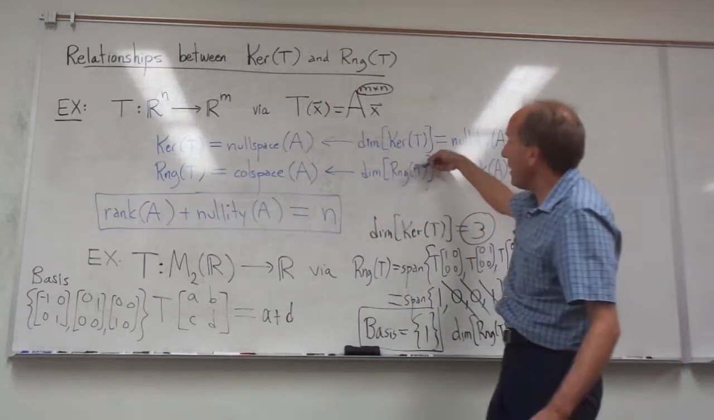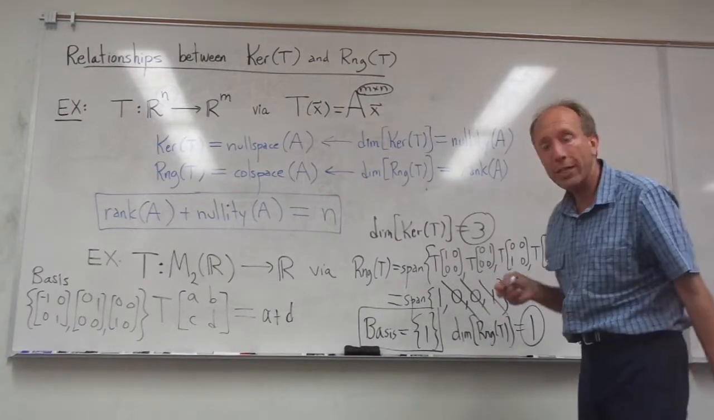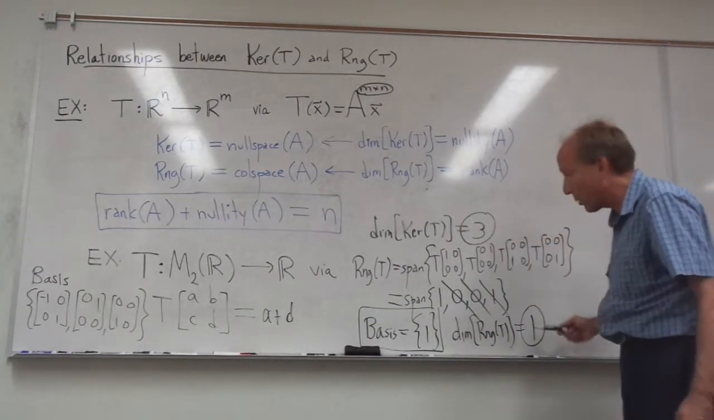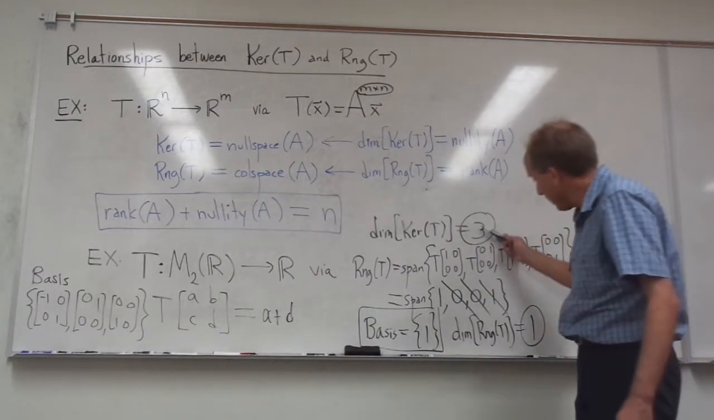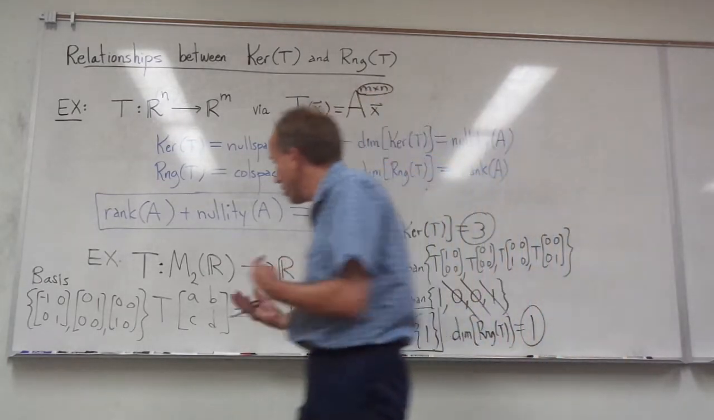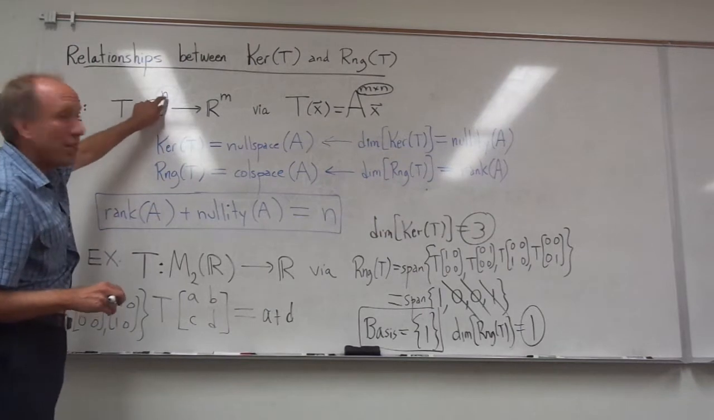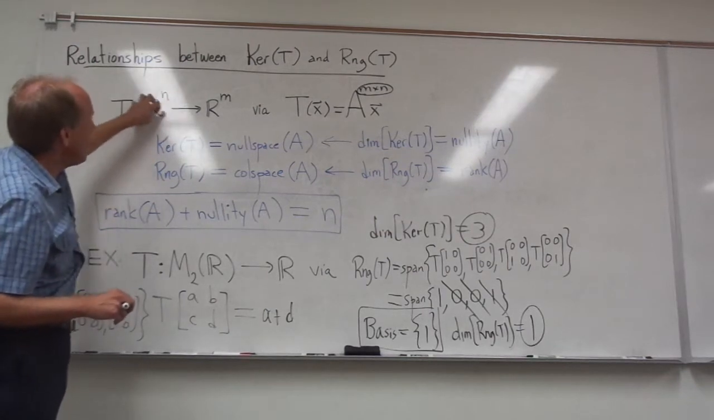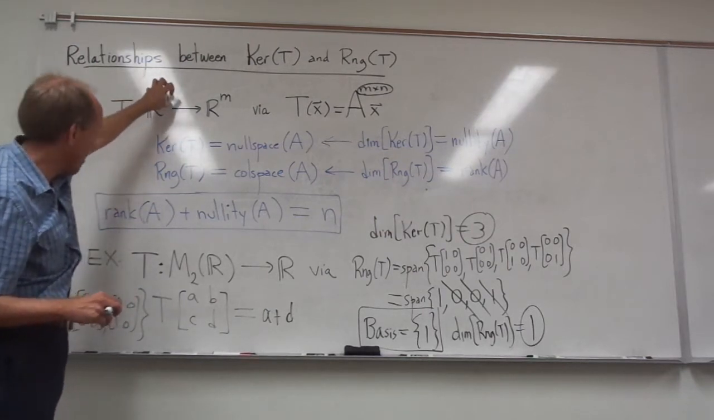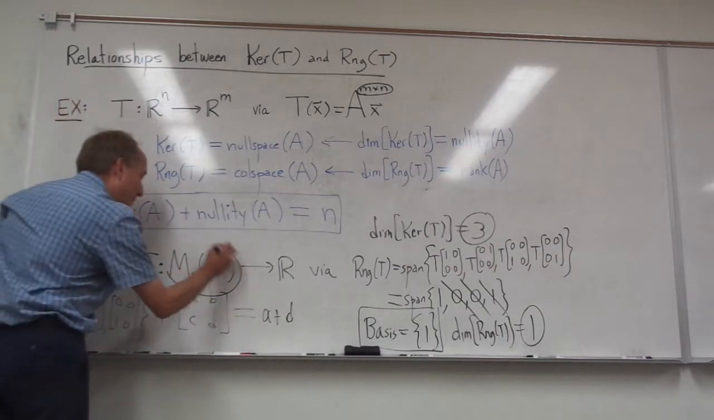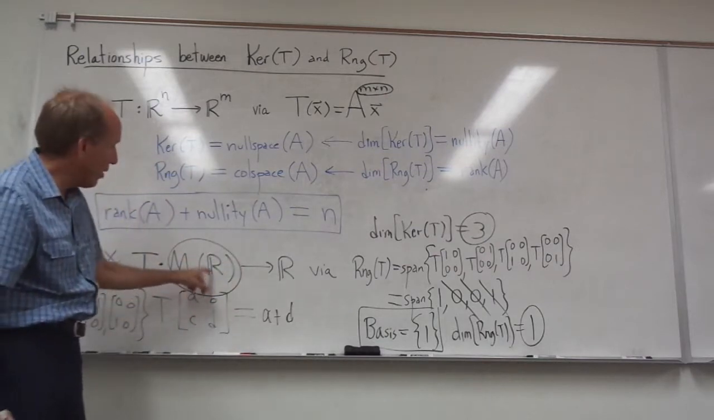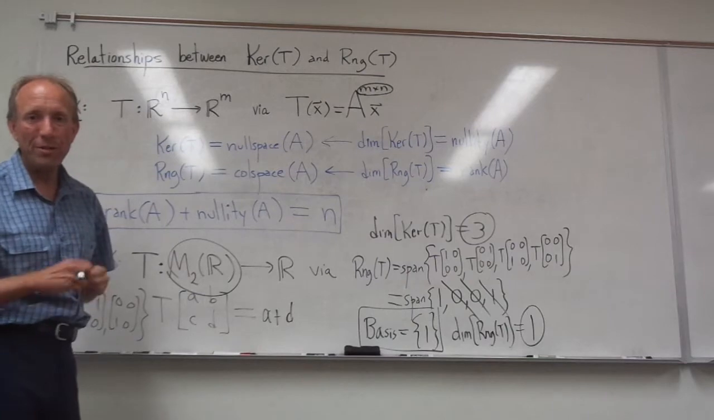We were adding these numbers up in our first example up here. If we add them up here, we get 4. 3 plus 1 is 4. Where does 4 show up in this problem? Well, just as the n shows up as the dimension of the input vector space in that example, the same thing happens here. M2 of R is 4-dimensional.